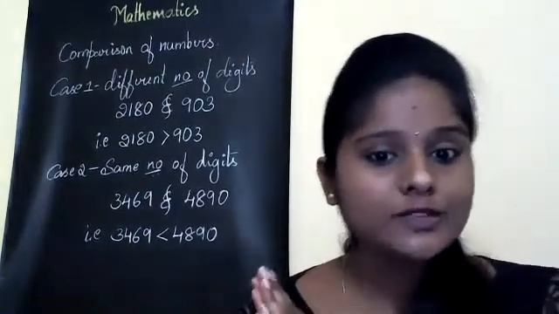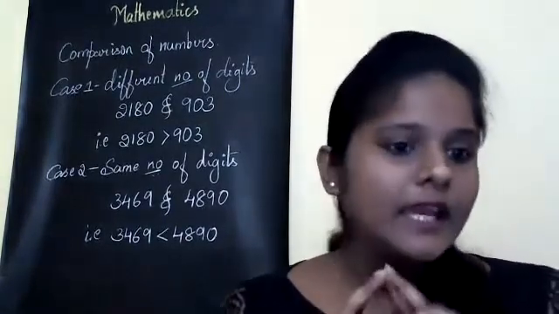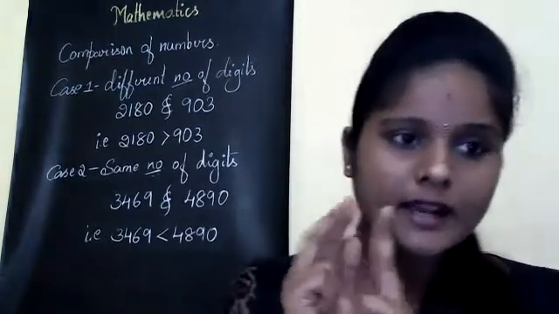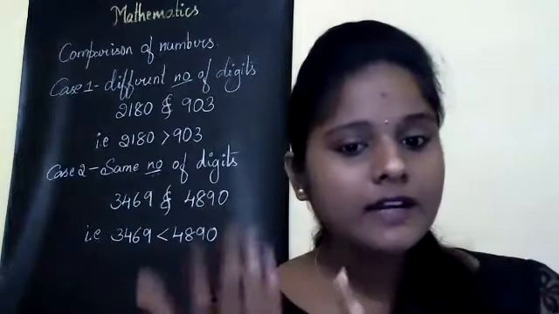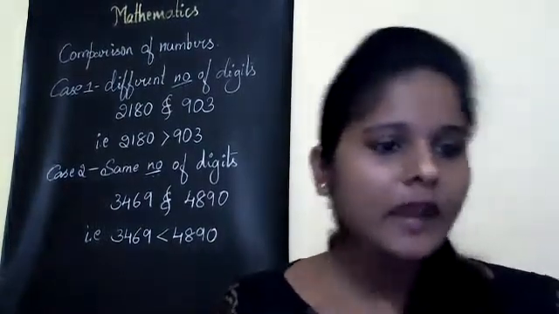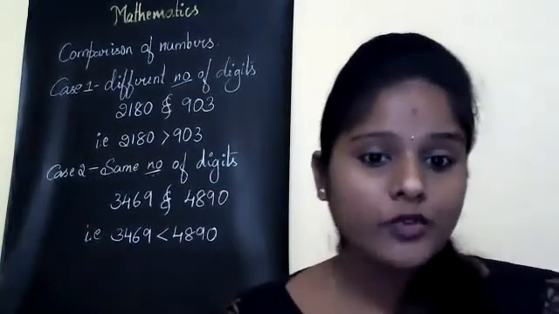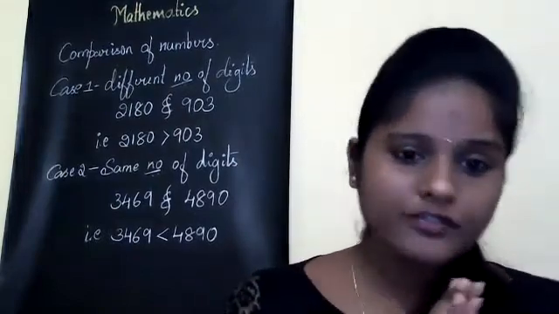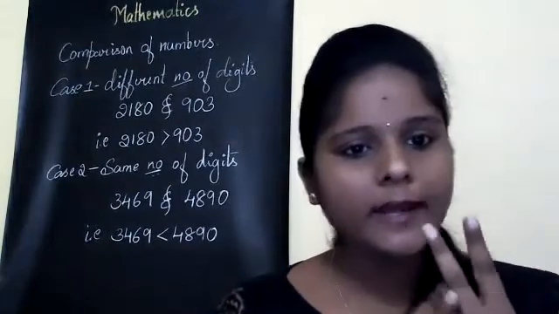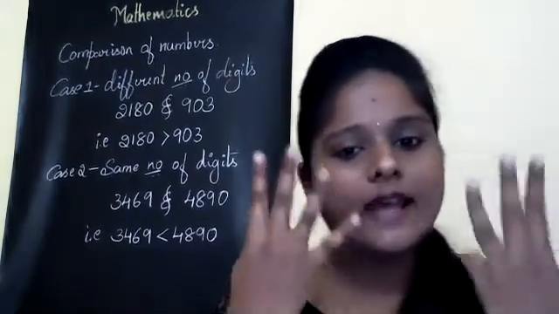So now let us move on to the actual part of the lesson. In comparison of numbers, there are two cases, which we can also call two possibilities. What are those two cases? The first case is when we have different number of digits. For example, now I'm going to give you two numbers. The first number has only 4 digits in it and the next number has 3 digits.